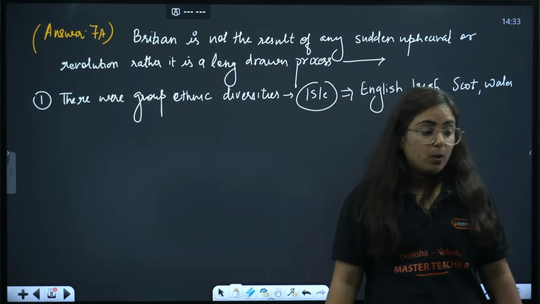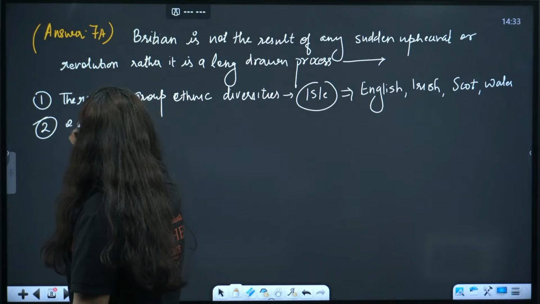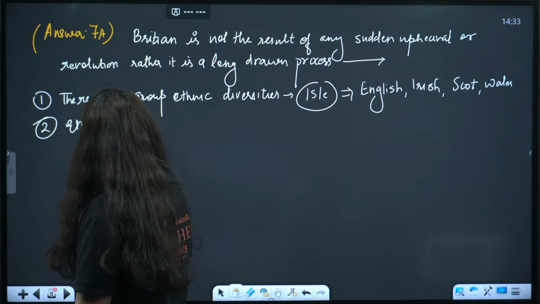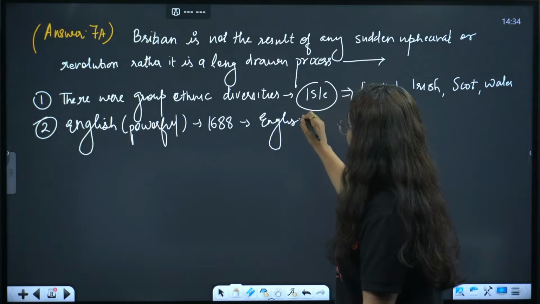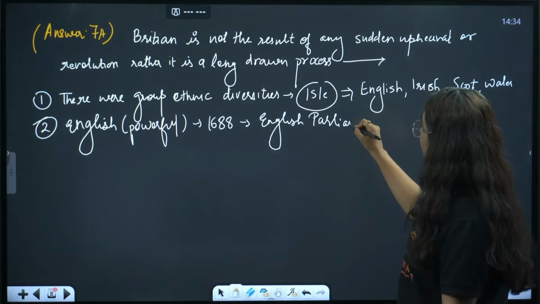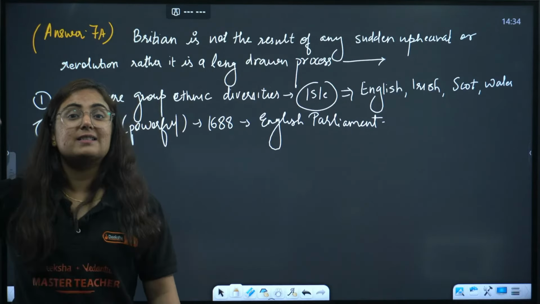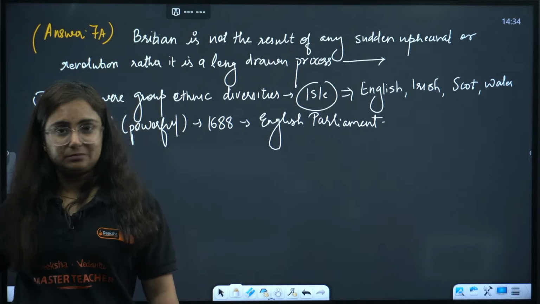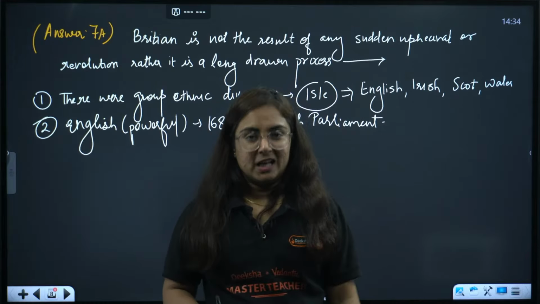Now what happened? In these 4 groups, pay attention, the English people became powerful, and in 1688 they formed an English parliament. Now, if someone is powerful, the person wants what? That everyone should listen to me. Like if you are an elder brother or sister, what do you wish? That your younger one hears you always, right? You can say anything to them, ask them to do anything. This is what we mean.